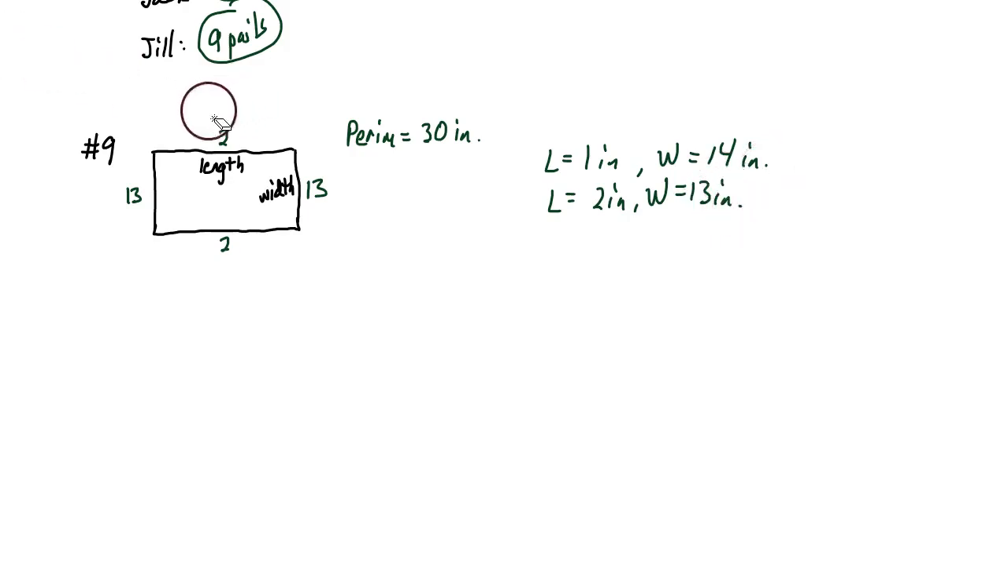Let's find another possible answer. What if the length was 3? Then what could the width be? 3 and 3 is already 6. 30 subtract 6 is 24, and splitting that into 2 sides would be 12 and 12. 12 plus 3 plus 12 plus 3 adds up to 30. So another possibility is the length is 3 inches if the width was 12 inches.